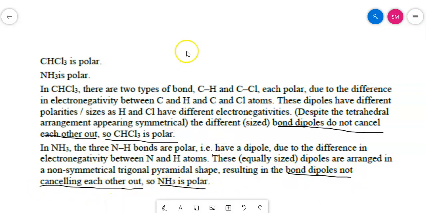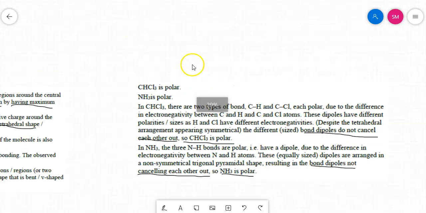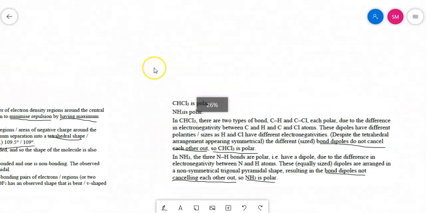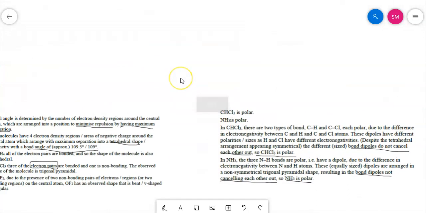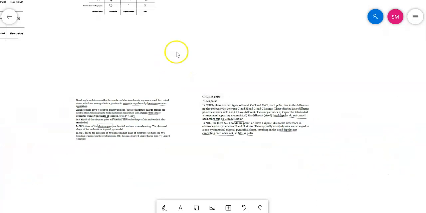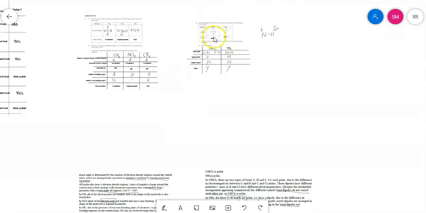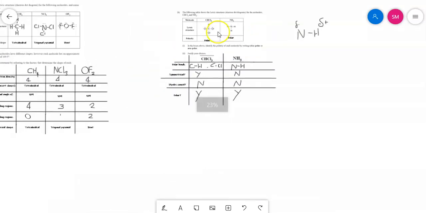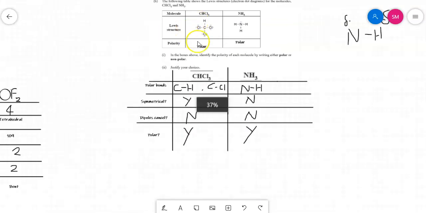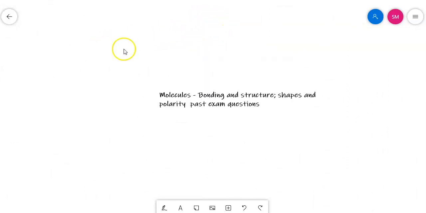So that's what this section of the structure and bonding topic comes down to. It's effectively these two questions. So first of all, you need to learn the theory behind it, and then you need to learn how to answer the exam questions. And there will always be an exam question on molecule shape and polarity of molecules. This one was probably the hardest type of question you will get, because even though this is a symmetrical shape, the bond dipoles do not cancel.